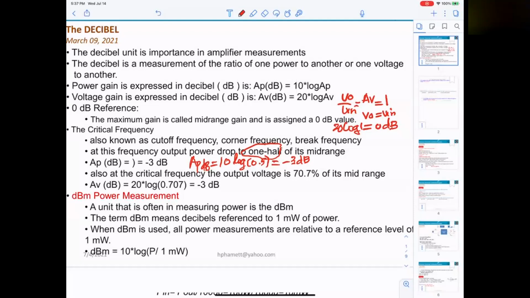Okay. However, for the voltage, they do not drop 1/2. They drop to 70.7%. That means 0.707. Just take it for what it's worth. Thank you. You are welcome.